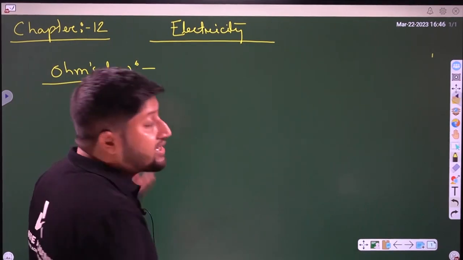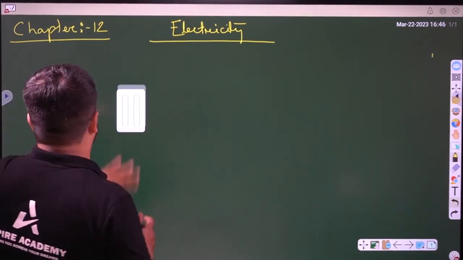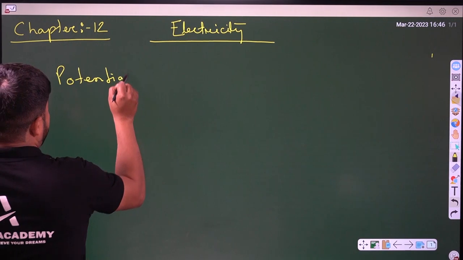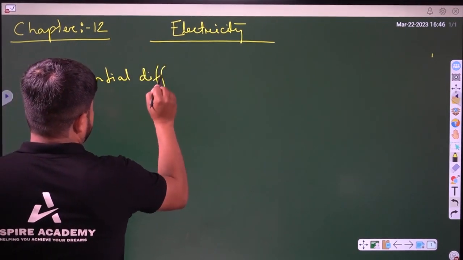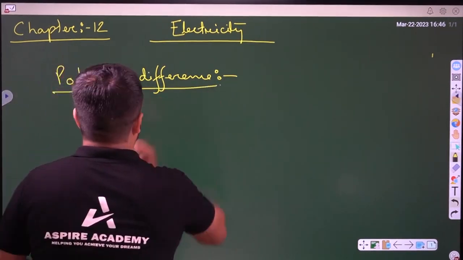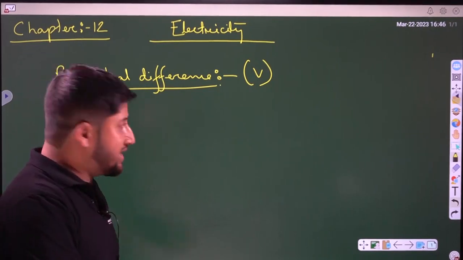Before starting Ohm's law, first of all we should know what potential difference is. This is very, very important. Potential difference is denoted by capital letter V. So what is potential difference?